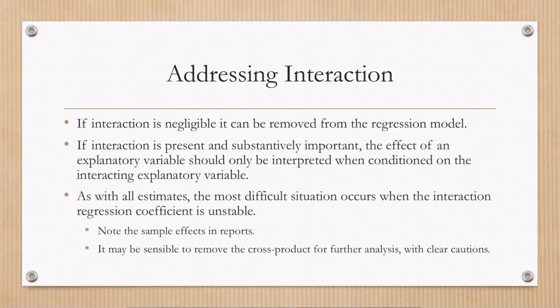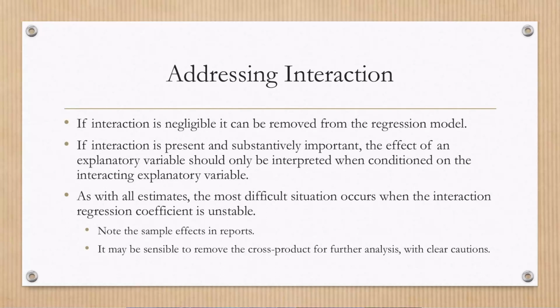As with all estimates, the most difficult situation occurs when the interaction regression coefficient is unstable. Suppose that we actually find that we are estimating that there is an interaction, but we have a fairly large standard error for that interaction, and subsequently a relatively large p-statistic for that interaction. Then we have interaction in our sample, but we're not sure if it actually would be there if we were to take another sample. It's not a real reliable effect that we can count on.